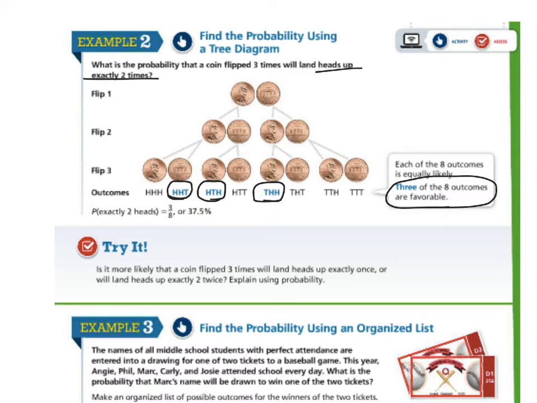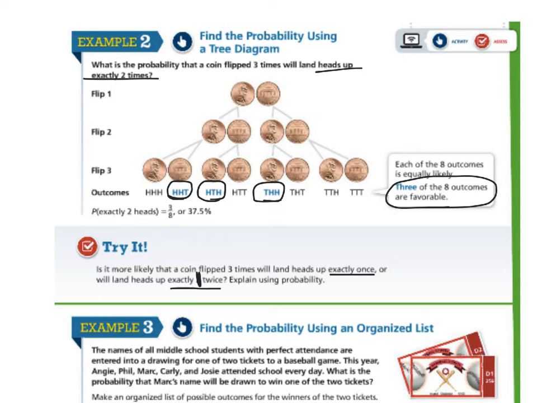Now the try it question asks us about this same tree diagram. It asks us if it's more likely that a coin flipped 3 times will land heads up exactly once or heads up exactly twice. Notice that there's a typo there. We don't need the number when they use the word twice. Pet peeve of mine. Okay, so let's go back to the problem.